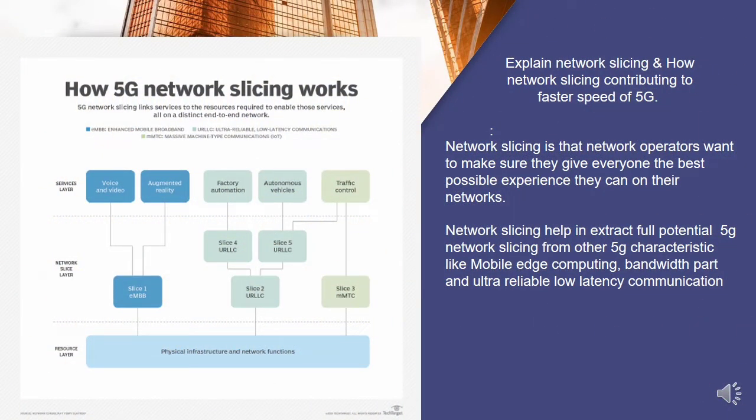The next is explain network slicing. Discuss how network slicing contributes to the faster speed of 5G. Network slicing is that network operators want to make sure that they give everyone the best possible experience they can on their network. That is not to give people that are texting the full network bandwidth, because this will make the other things become slower. Network slicing gives them based on how much network they need, so it can satisfy everyone.